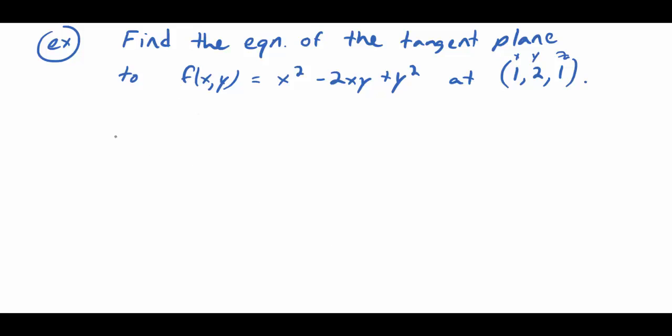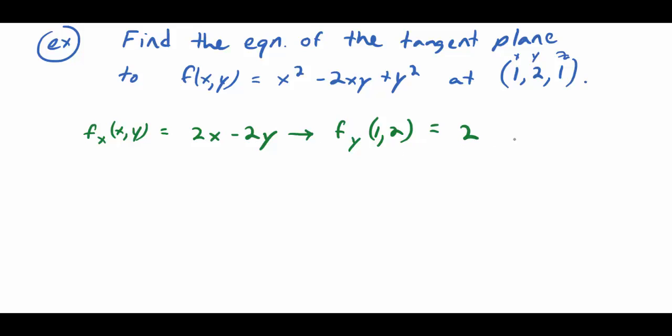Okay. We already did this earlier, but let's pretend like we didn't. What's the partial with respect to x? Well, 2x is a good start, minus 2y. But then we need the partial evaluated at x equals 1 and y equals 2. If we plug in 1 here, that's 2. If we plug in 2 here, that's minus 4. So negative 2.